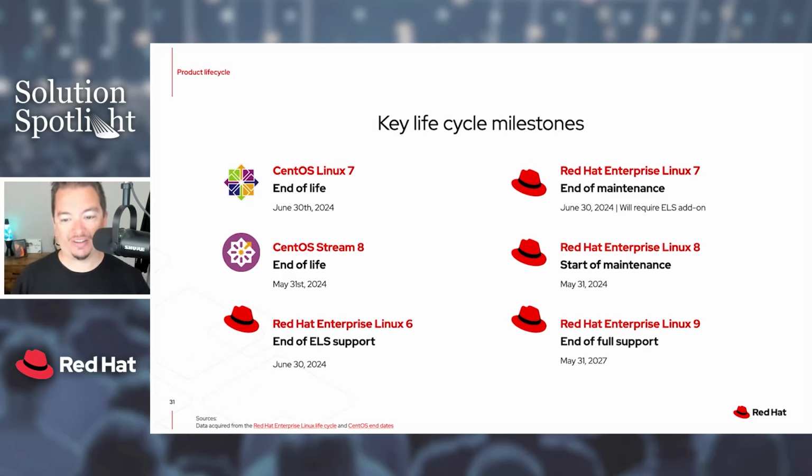But what about RHEL 7? RHEL 7 has had 2 maintenance support cycles, a full support cycle, but now it's out of its maintenance phase, and it does require an ELS add-on, a paid add-on, to continue to get updates and get support for RHEL 7. RHEL 8 has now entered that maintenance support cycle, so RHEL 8.10 will have maintenance support for the next 5 years, whereas RHEL 9 will continue to get new features and enhancements for the next few years.